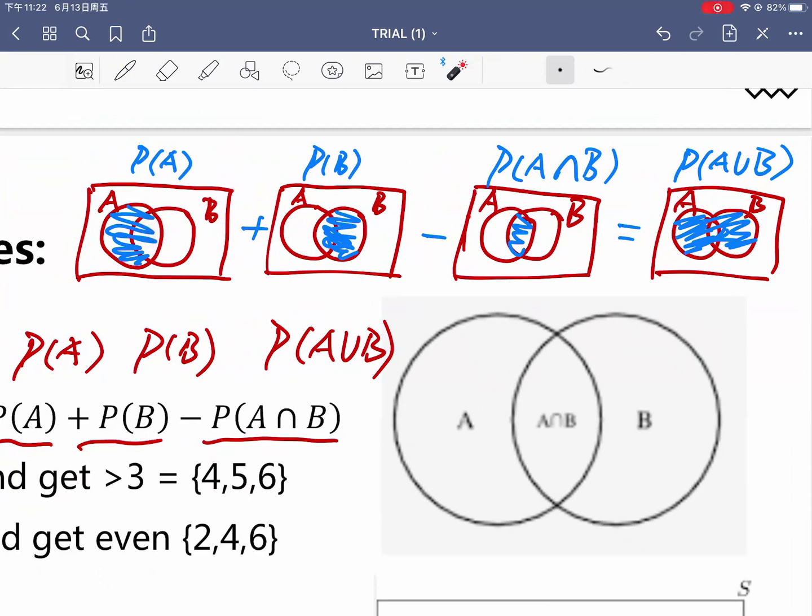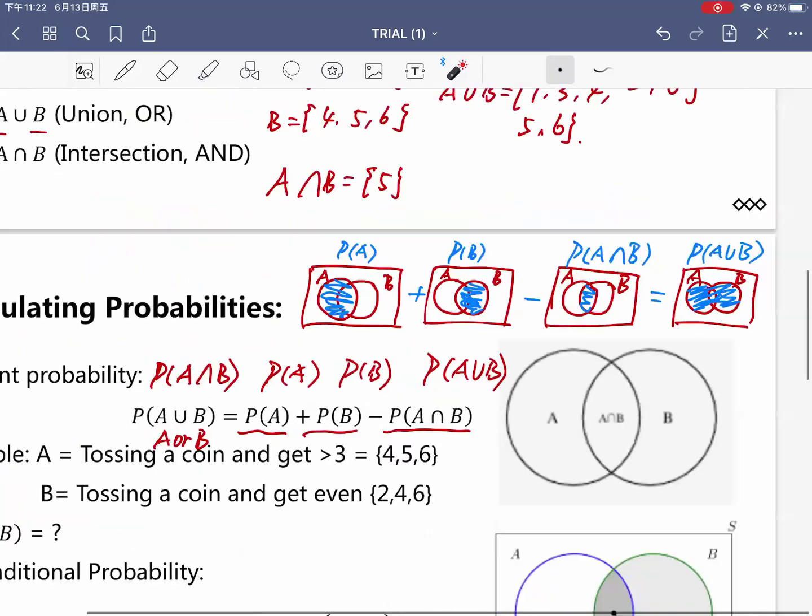But in our A or B, how many times do we want to count the intersection part? It's only once, right? So to avoid the intersection being counted twice, we have to subtract the intersection once, so that the intersection is counted only once. This is pretty much how the formula is derived.